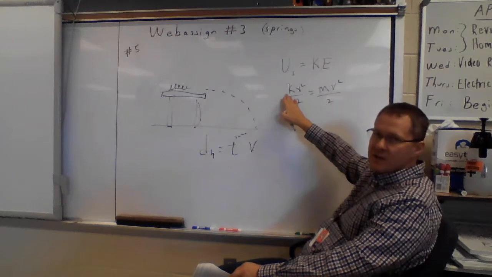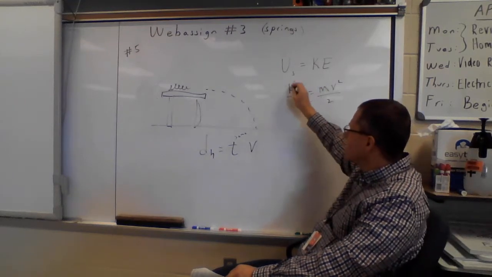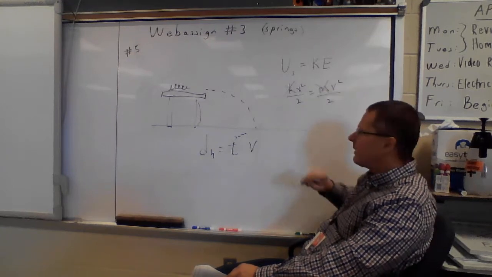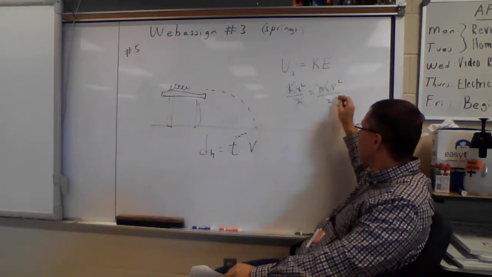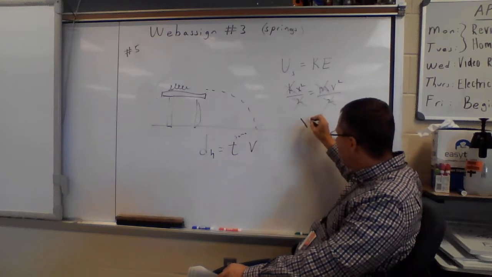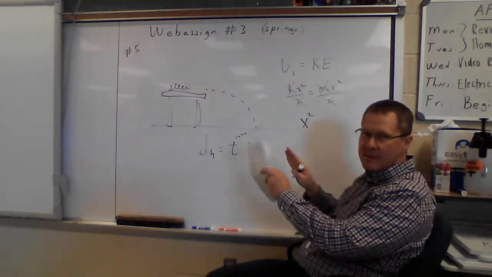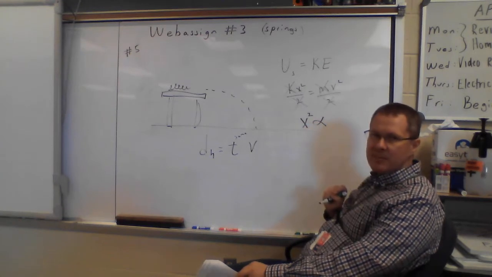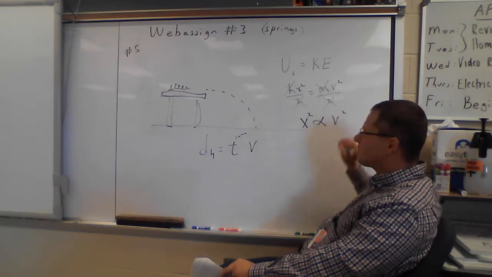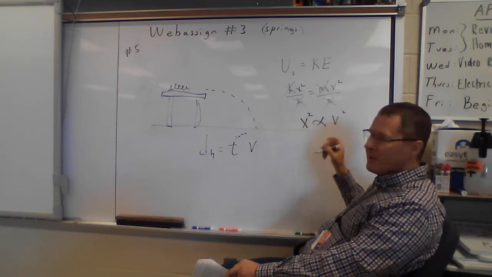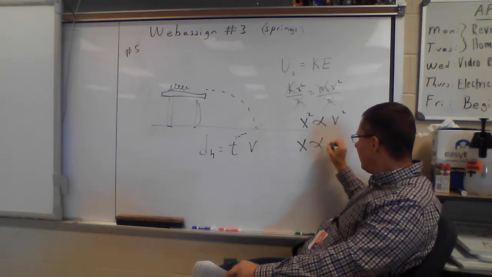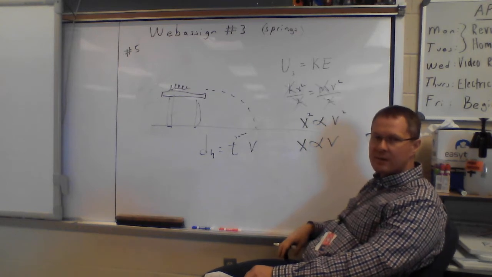Now, we're not changing the spring constant at all. That's a constant, so let me forget about it. We're not changing the mass of the object at all. Let me forget about that. We're not changing the number 2 at all. So really what we have is that the distance we squish the spring is proportional to, that's what the little fishy symbol means, the speed. Since both of those are squared, the distance we squish the spring is proportional to the speed.